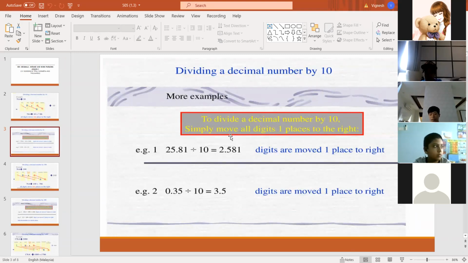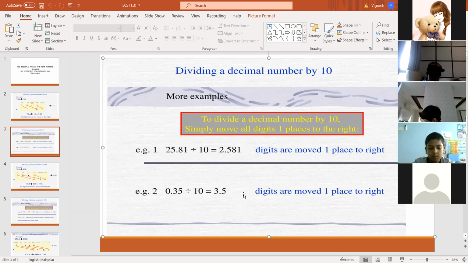Very good. And same goes to here. 0.35 divided by 10. Okay. I think they put it wrong. Okay, class. This one, please ignore the example number 2. Okay, because I think they have put it wrong.